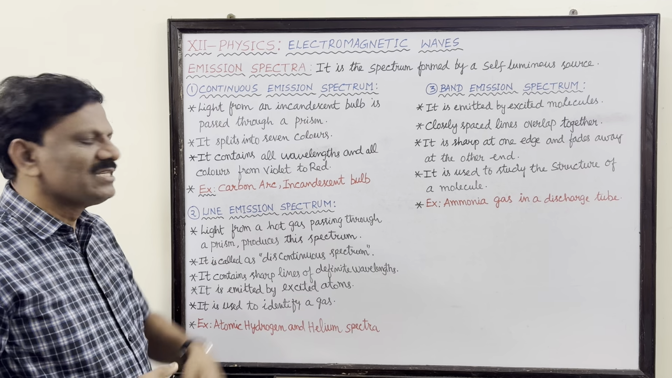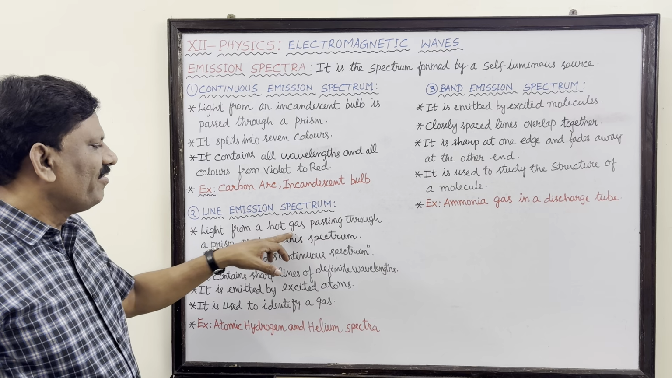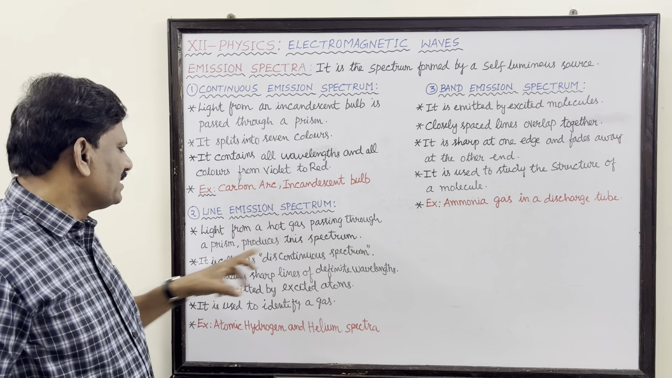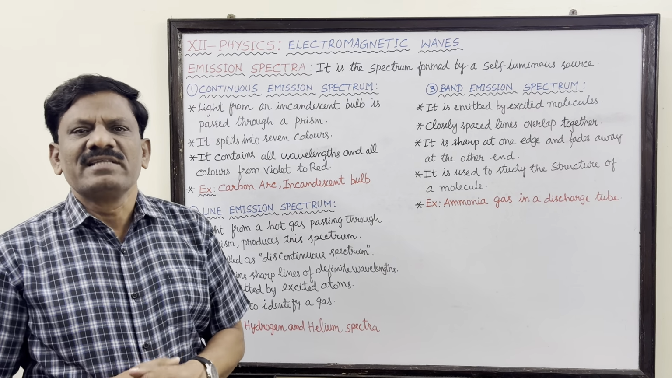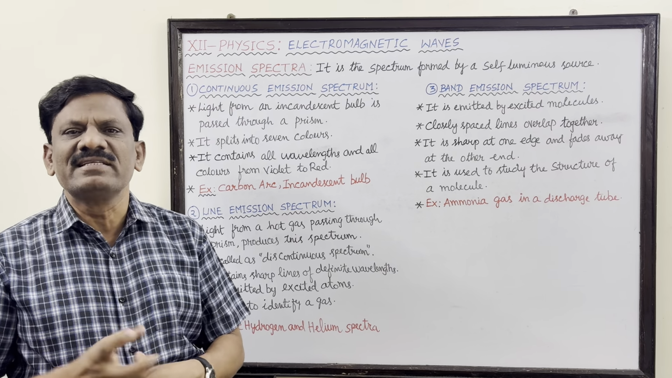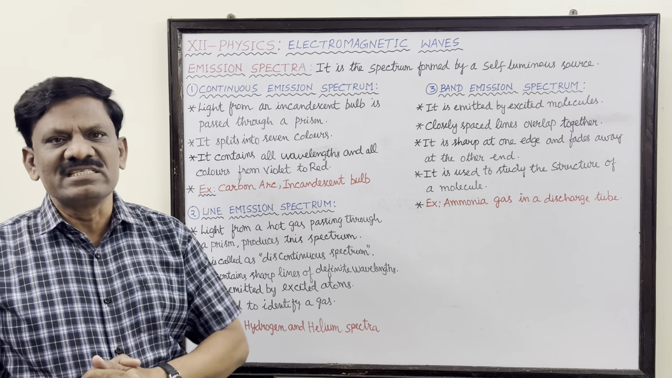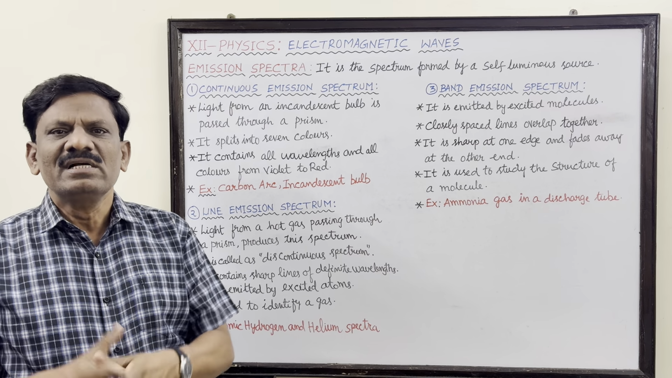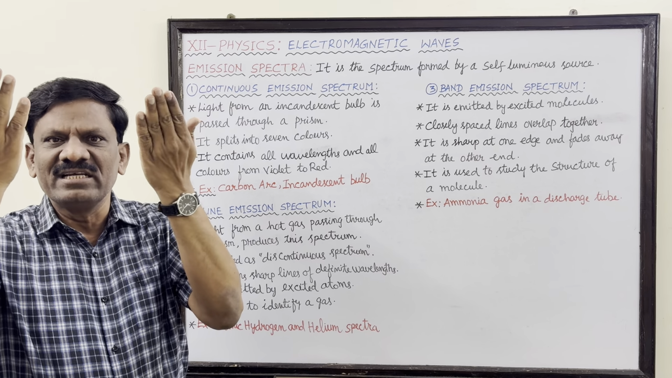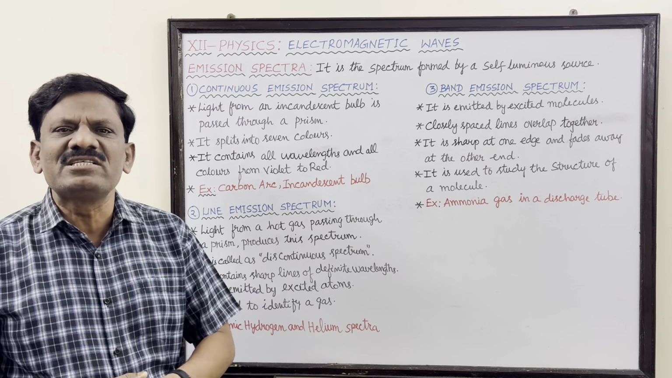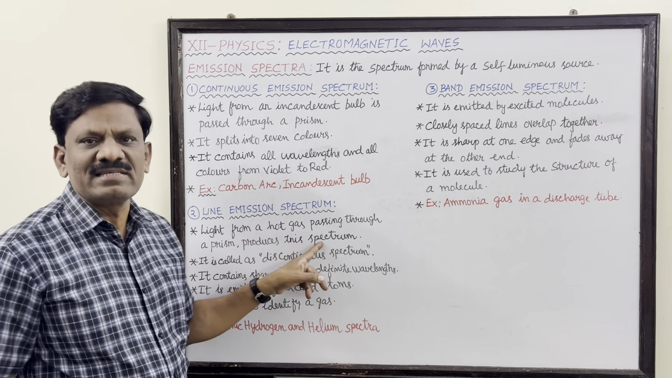The second type of emission spectrum is called line emission spectrum. It is light from a hot gas. Hot gas passing through a prism produces this spectrum. What do you mean by hot gas? For example, hydrogen gas or helium gas is in the atomic form, atoms. When these atoms are filled inside a discharge tube and current is passed through them, these atoms are excited, go to a higher energy level and come back. While coming back, they emit visible light.